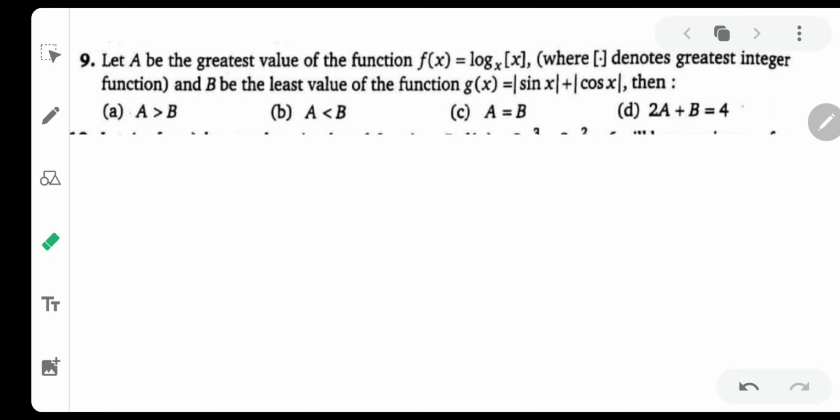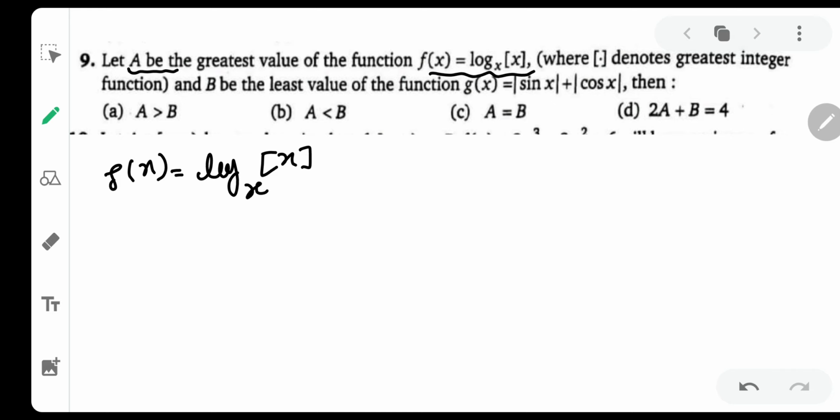Now we are at page number 4 and question number 9. Okay, so a is the greatest value of this function. So let us write down the function f(x) is equal to log of [x] to the base x, where [x] is the greatest integer function.